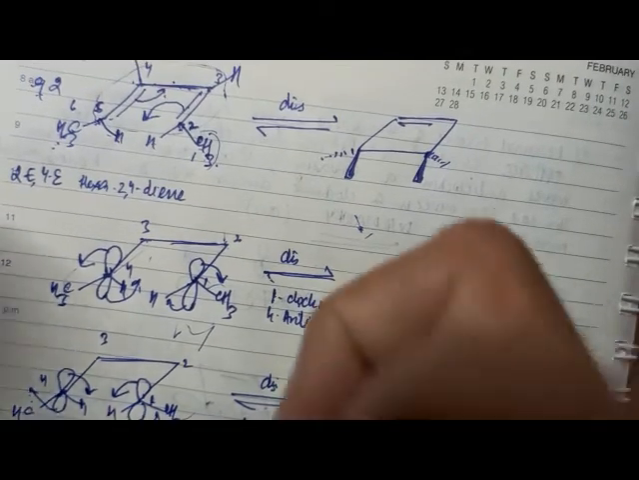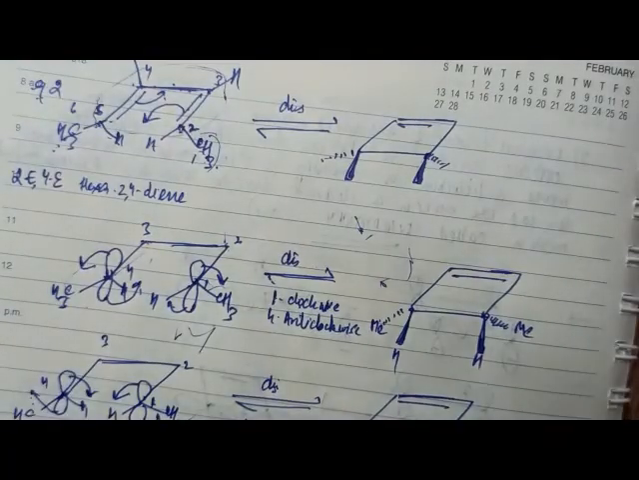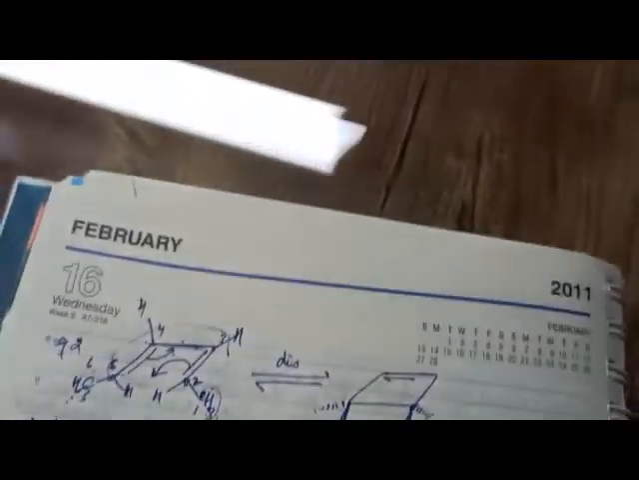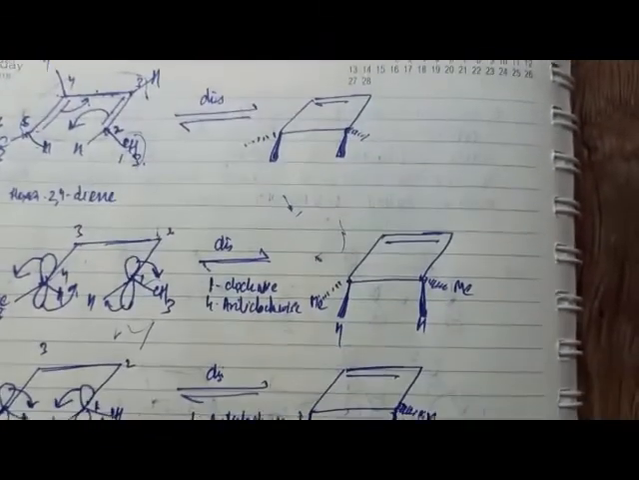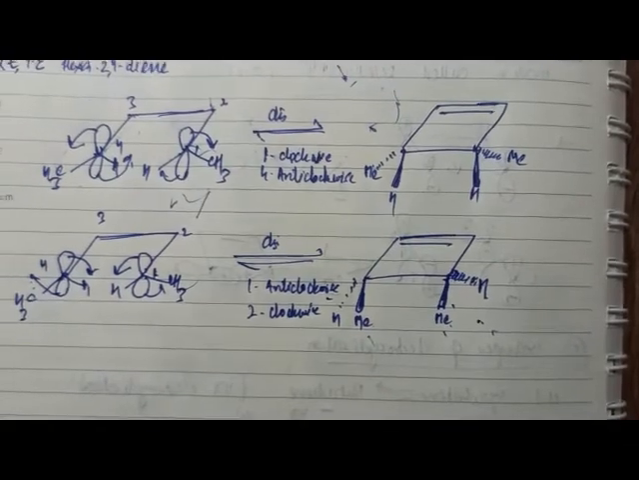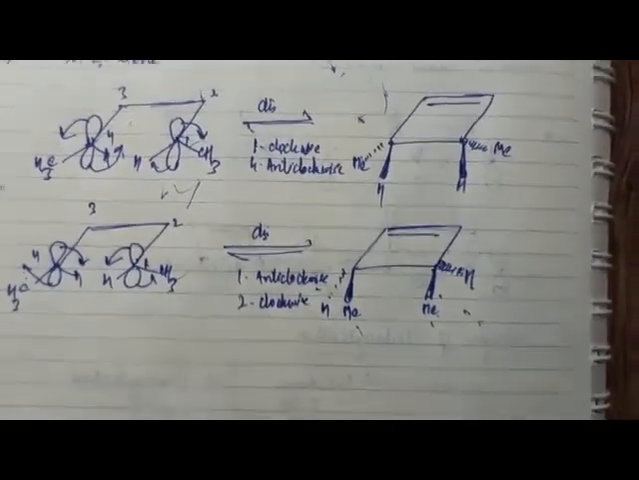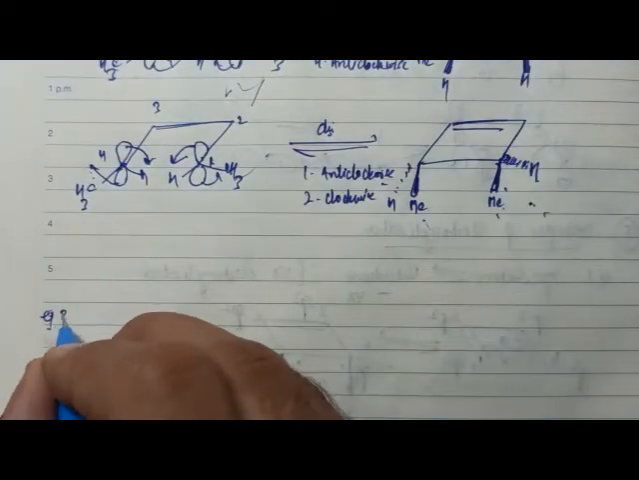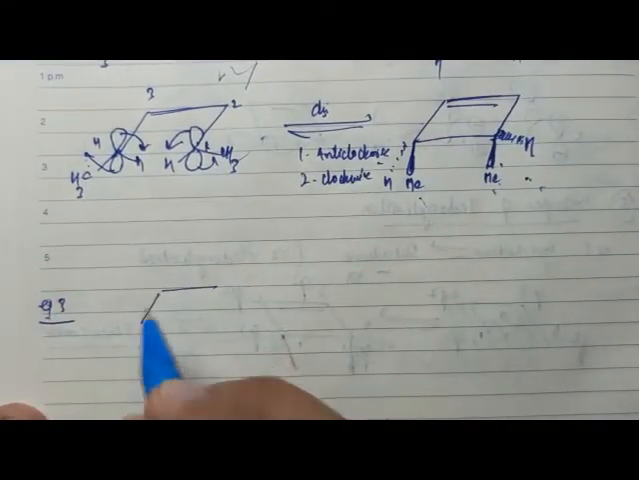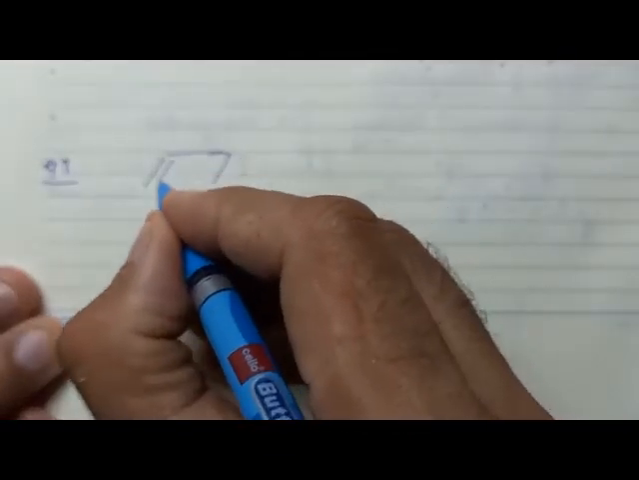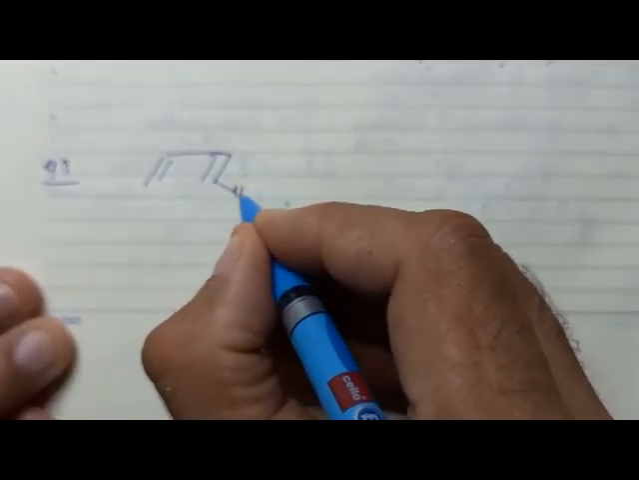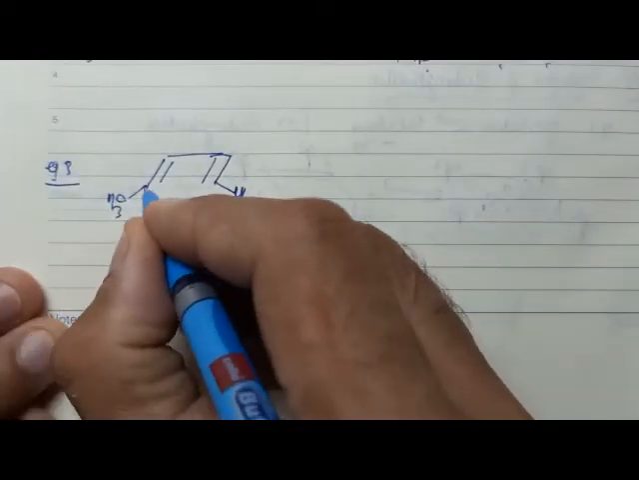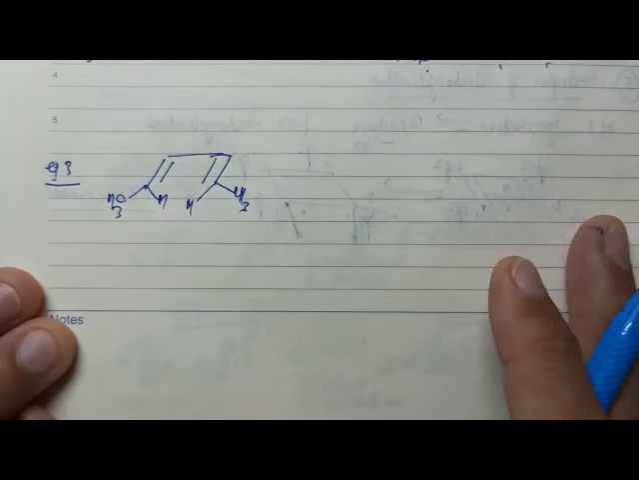Now that means two p lobes. We'll consider the second mode, that is conrotatory here. This was disrotatory, same example, this was example 2. We'll talk about example 3, taking the similar reactant. That means here we have a hexatriene system. Methyl was here, and of course hydrogen will be inside. This is the initial reactant.